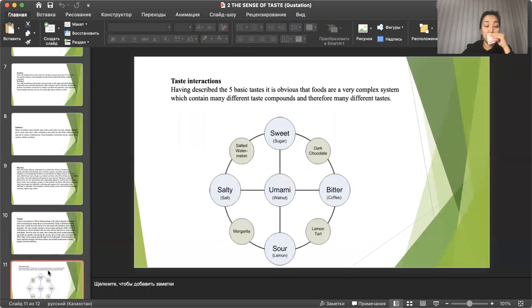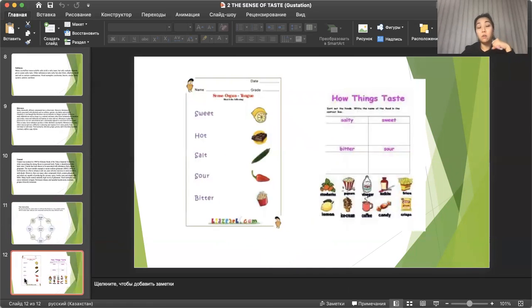Here on this slide, you can see the five tastes interpretations, and also some tastes for you. Please, I would like to ask you to find out the sweetness and the other tastes, the five tastes, for example, of these listed products below.